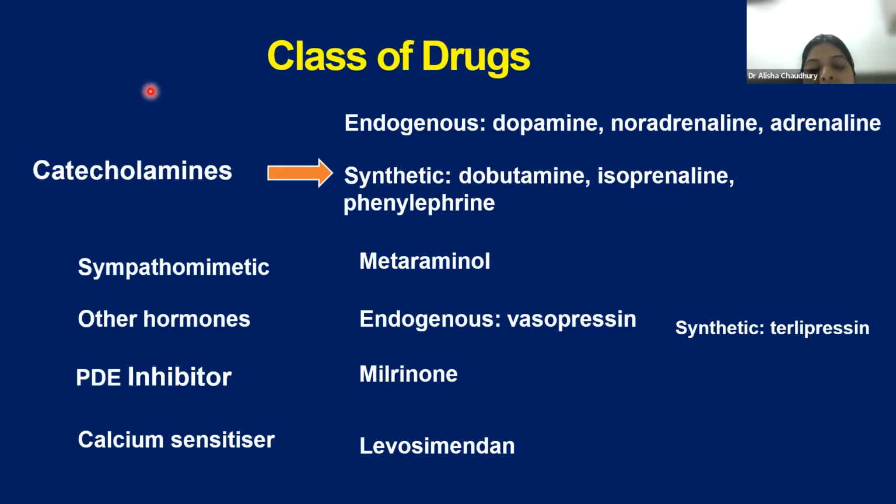The different classes of drugs we have among the vasopressor and inotropes are catecholamines, endogenous catecholamines like dopamine, noradrenaline, adrenaline, and synthetic like dobutamine, isoprenaline, and phenylephrine. There are other sympathomimetic drugs like metaraminol, other hormones like endogenous vasopressin and synthetic terlipressin is what we see. Phosphodiesterase inhibitor like milrinone, and calcium ion sensitizer levosimendan.